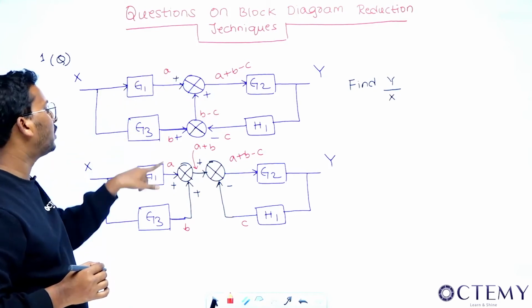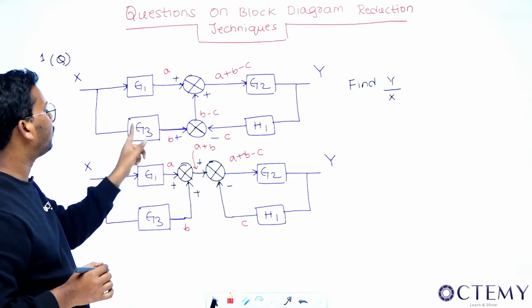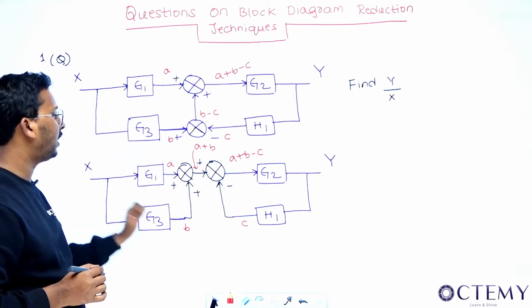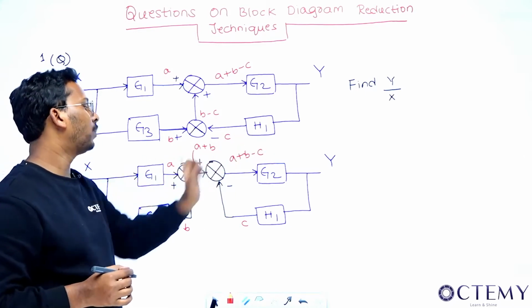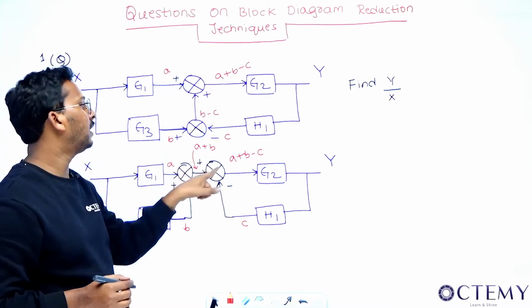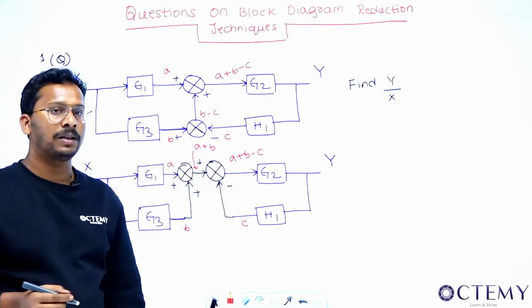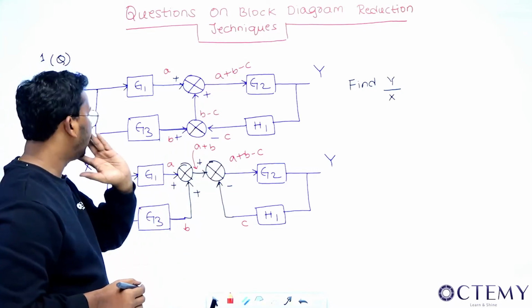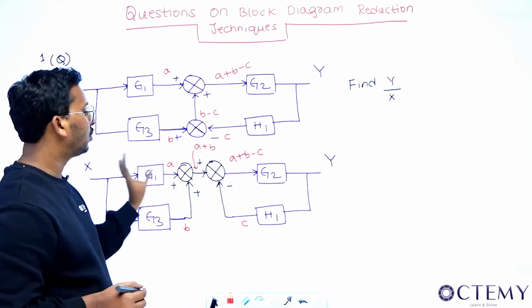After G1 the output was A, here also A. After G3 the output was B, here also B. After H1 the output was C, here also C. And before G2 the input was A plus B minus C, here also the same thing, right? So whatever we are doing, it is not changing anything. So this is all right.